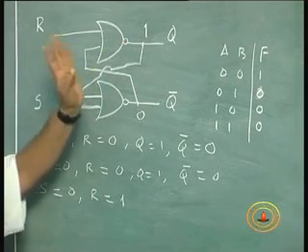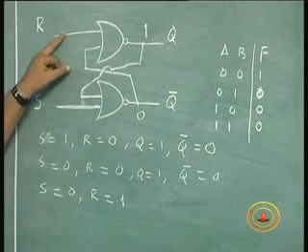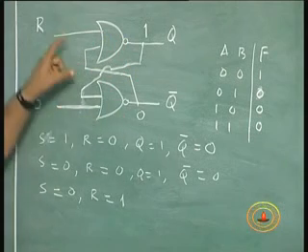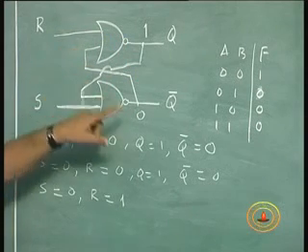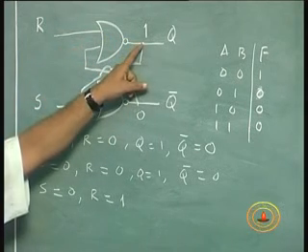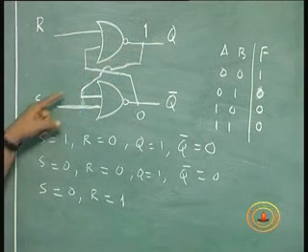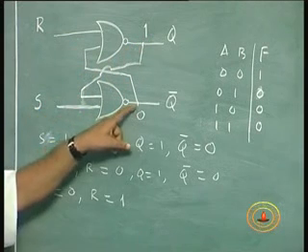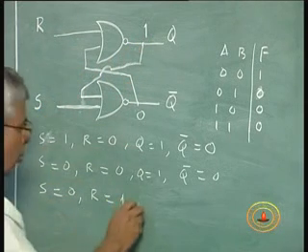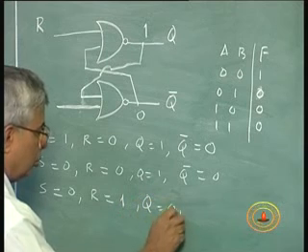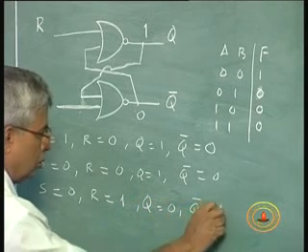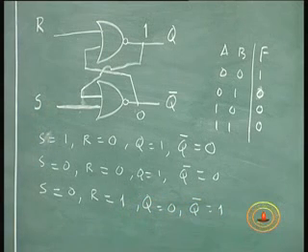Even if you assume the other way, it will change again. So we can make r is equal to 1 and this is 0, 1, 0 is going to make it 0, q is going to become 0. Since s is 0, this is 0, this is going to become 1. So q is going to become 0, q bar is going to become 1.